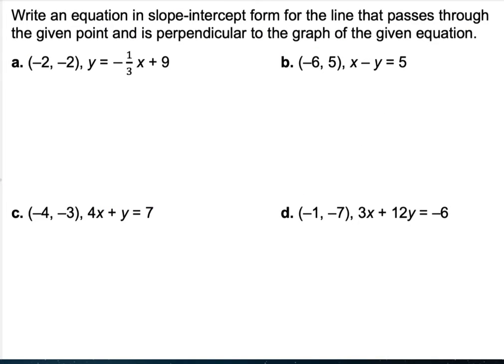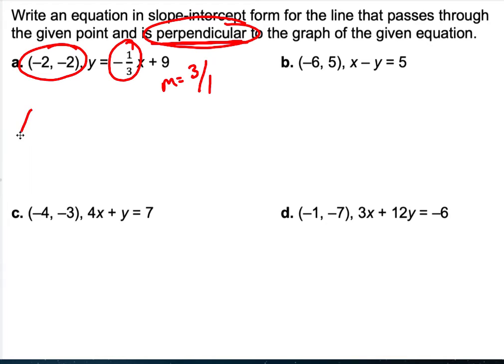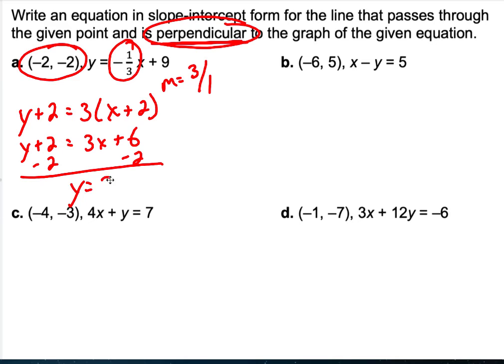All right, last part. Now we're going to deal with perpendicular. Same idea. We need to know the slope in order to change the sign and flip the fraction. And then we just find the equation of the line that goes through our new point. So for this one, my current slope is negative 1/3. So my new slope is going to be 3/1, and it's going to be positive. That's going to make it perpendicular. It's going to go through the point negative 2, negative 2. So y plus 2 is equal to 3 times x plus 2. So y plus 2 is equal to 3x plus 6. And I get y equals 3x plus 4.